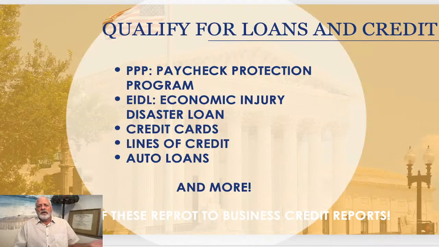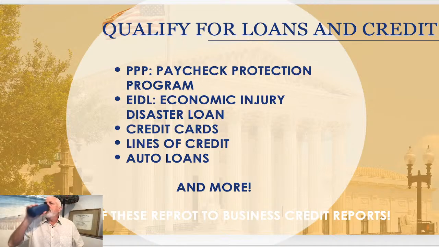Okay, so what comes with this? The trust also comes with information about how to build a credit profile for the trust. So the trust qualifies for government programs, like when the PPP was out there. Of course, credit cards, lines of credit, auto loans. Yes, that comes with the trust. The course teaches you how to build credit for the trust. Absolutely, we teach you how to do that.